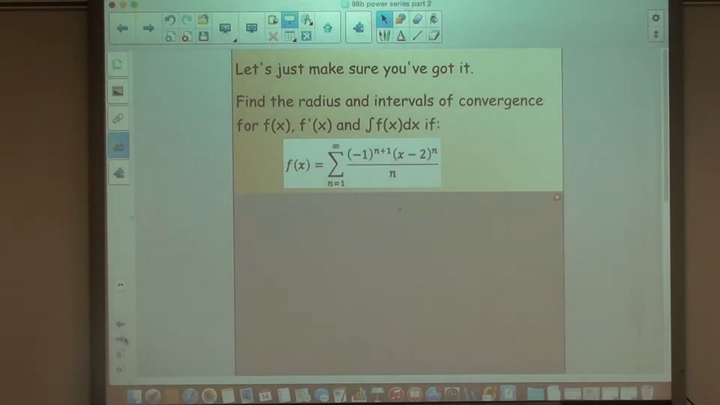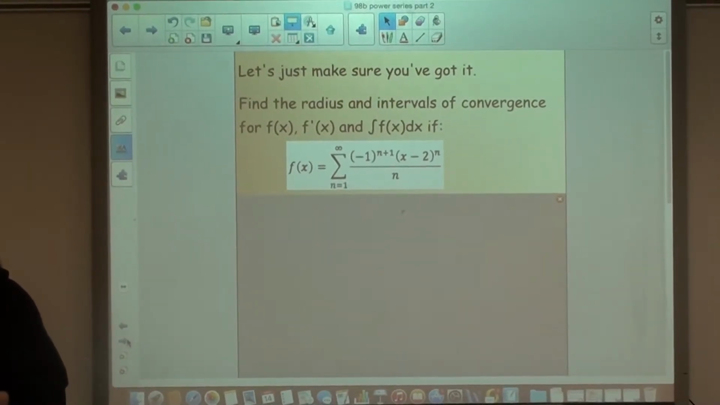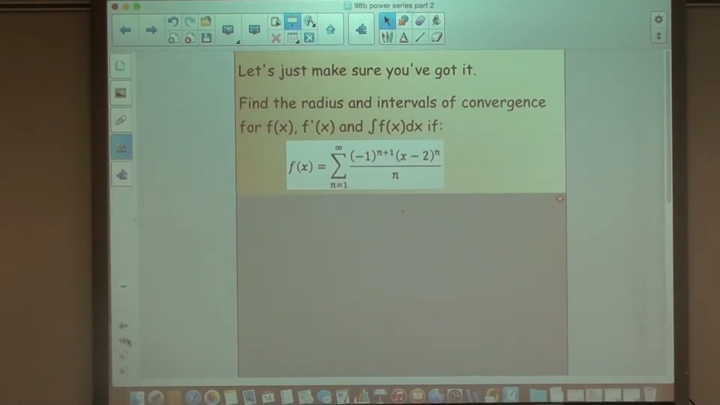All right, just to make sure you've got it, one more time. Take a minute. Find the radius and intervals of convergence for f, f prime, and the integral of f. Then we're going to do a little talk about it.